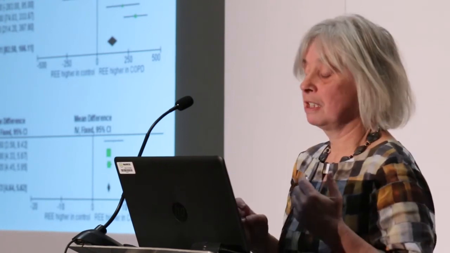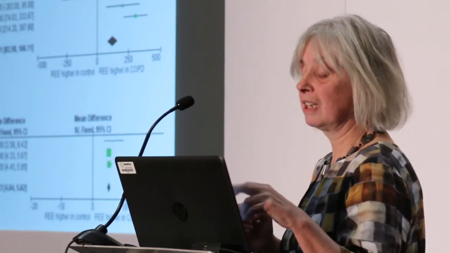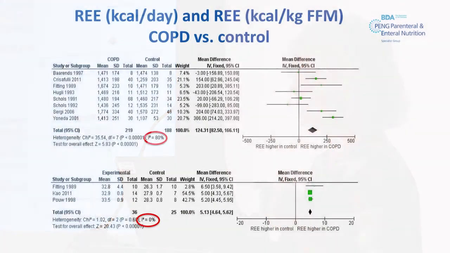And there's a couple more meta-analyses, the top one looking at energy expenditure in cals per day in COPD versus controls, and resting energy expenditure in cals per kilogram fat-free mass in COPD and controls. And in both of them you can see the little diamond at the bottom showing a higher energy expenditure in COPD patients. But in the top meta-analysis, the I-squared is 85%, so it's not a reliable result.